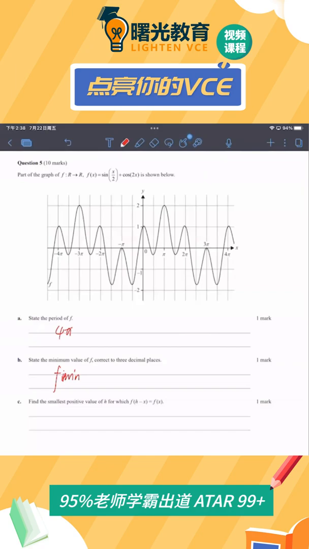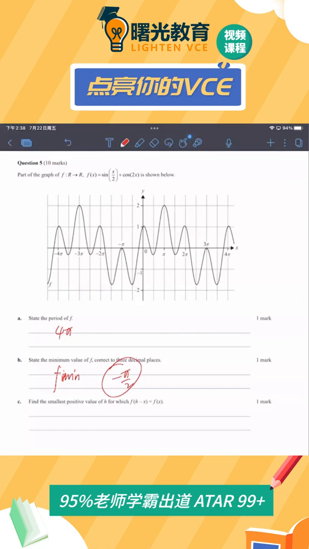So if you have your answer like -½ pi, all right, -½ pi, that is the x value for the minimum, you would have 0 marks. You have to answer -1.722, 3 decimal places, okay, 3 decimal places.